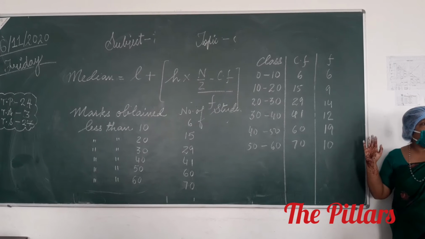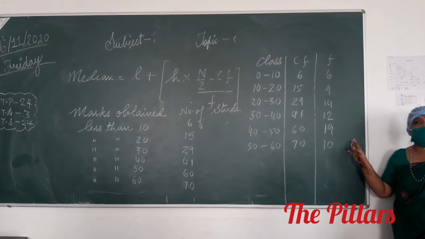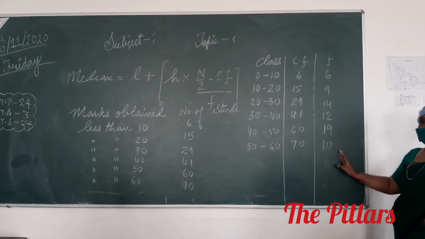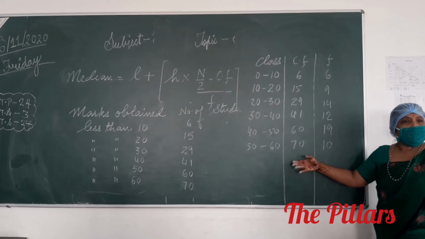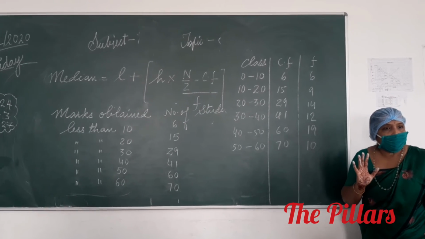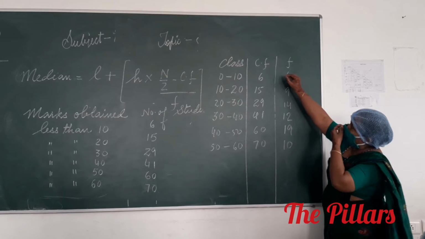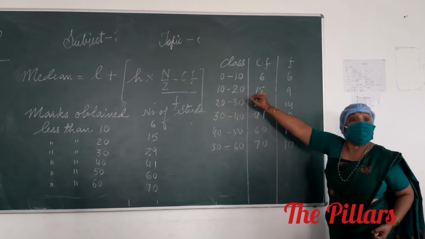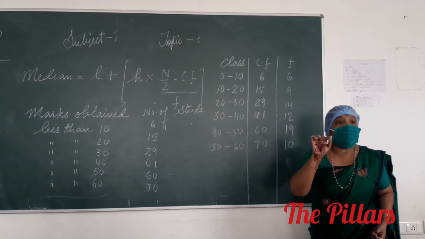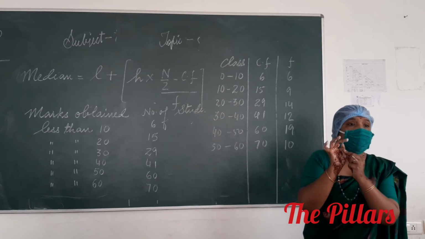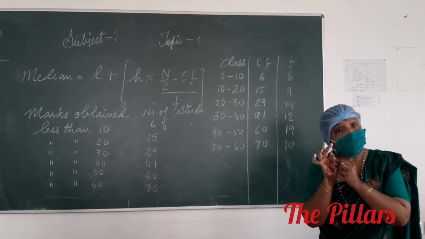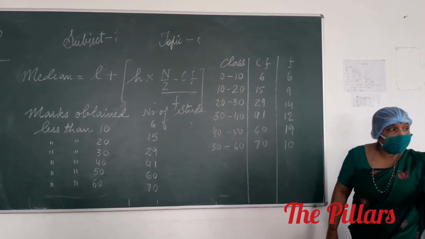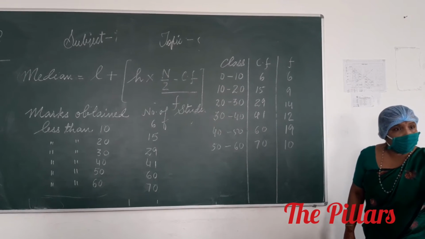If you want to know whether this frequency is correct or wrong, Yasser, can you tell me what we can do? Find the sum of it, and that should be equal to 70. Clear? Now we know frequency, we know cumulative frequency, we know class interval. Now we have to find the median. First of all, what are we supposed to find out? Median class. How do we find the median class? N by 2. Very good. What is your N? 70.